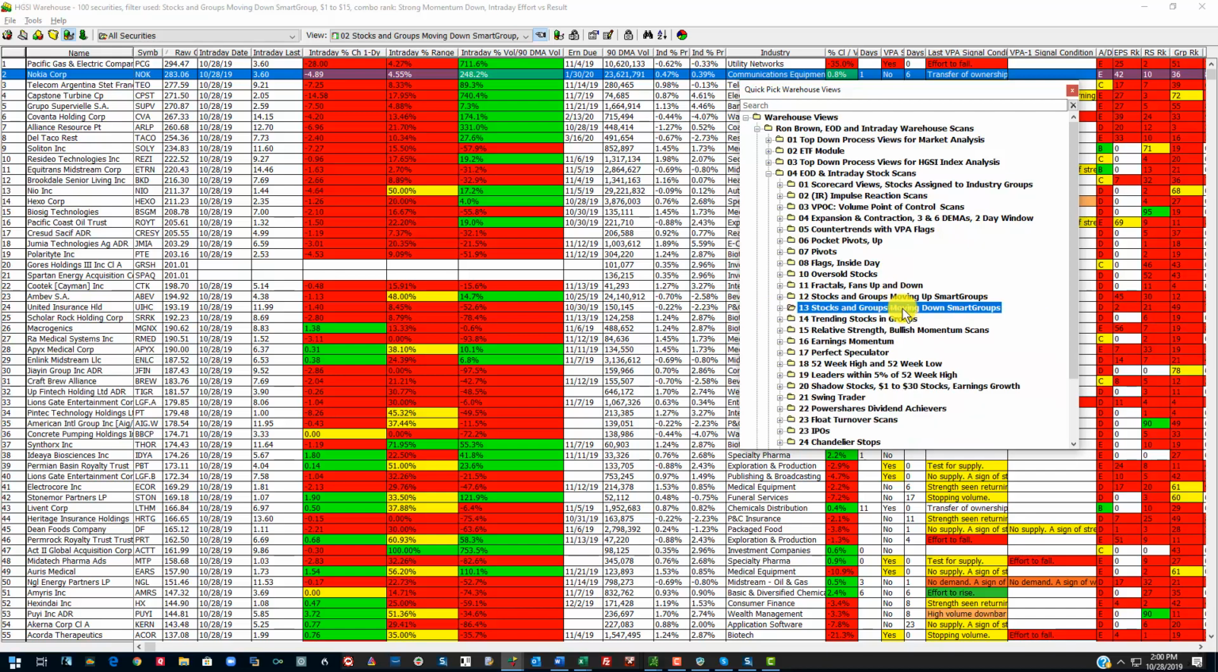Okay, so that's it. Stocks and groups moving up, SmartGroups. Stocks and groups moving down, SmartGroups. You could just limit your prospecting to those two groups, and you'll find plenty of candidates doing that.